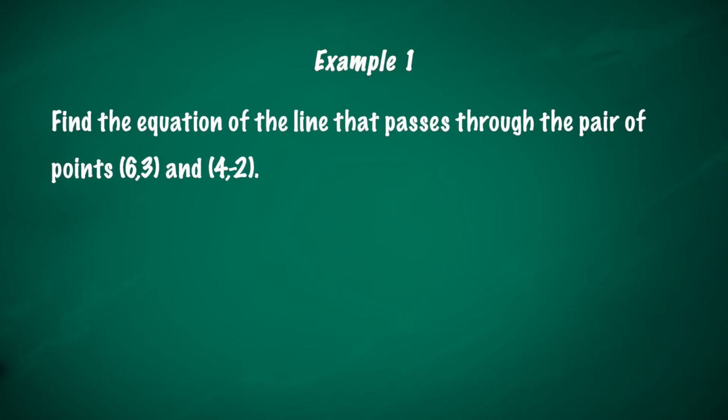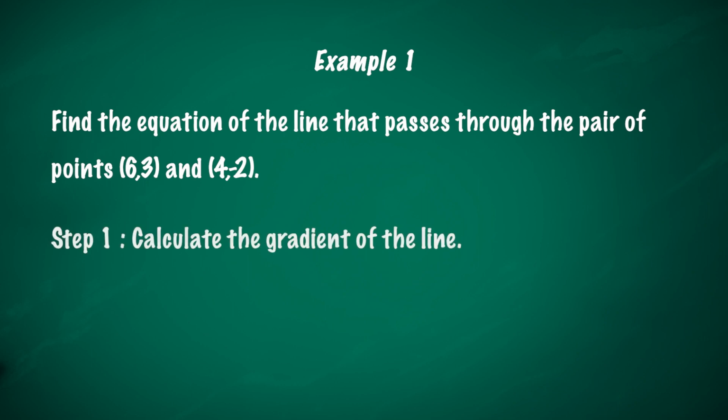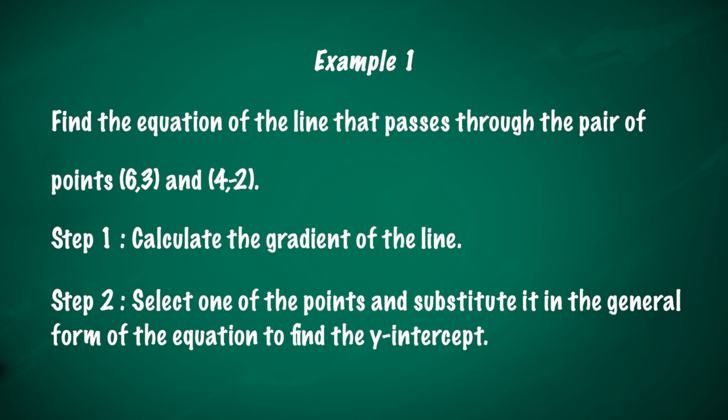First problem, find the equation of the line that passes through the pair of points (6, 3) and (4, -2). The first step would be to calculate the gradient of a line. And we know that we could use a formula which is m is equal to y2 subtract y1 divided by x2 subtract x1 to calculate the gradient. The next step requires us to select one of the points and substitute it in the general form of the equation to find the y-intercept. And that's exactly what we're about to do.